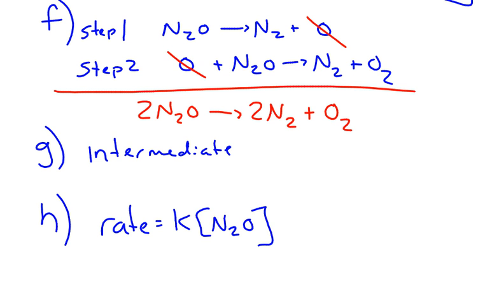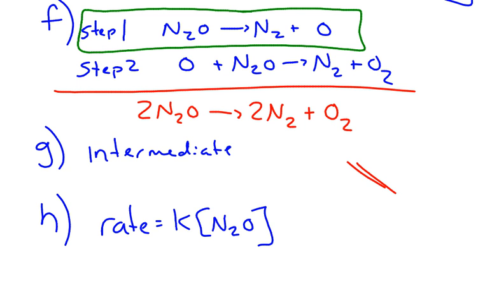Step 1. These are still here. So it's this one. And why? Because it shows that N2O exists as a single reactant. It is slower because N2O appears in step 1 as a single reactant, which is consistent with the given rate law.